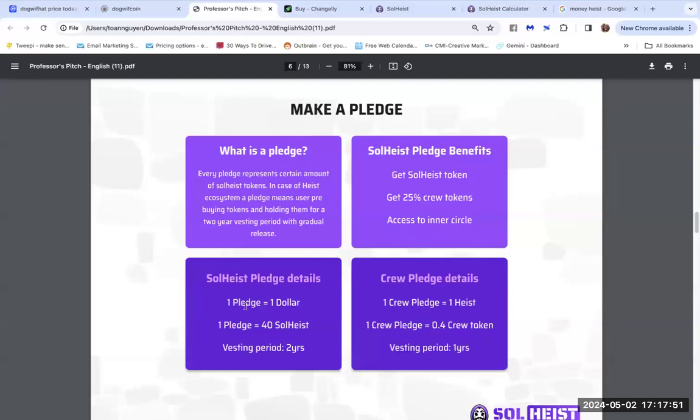So let's get deeper, okay? $1 equals 1 pledge. 1 pledge equals 40 Solheist. You could do the math. So $1 equals 40 Solheist. That means $10 equals 400 Solheist. $100 equals 4,000 Solheist. So you guys get the point. This amount of Solheist, again, is divided up over 2 years and released to you every single day like a daily allowance.